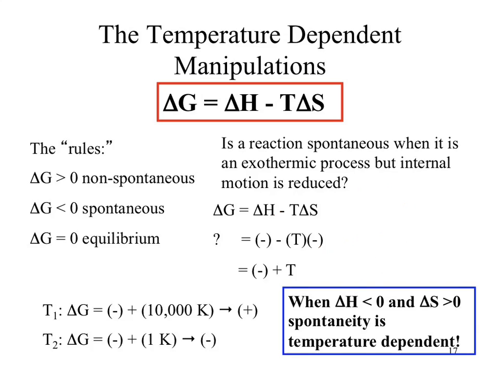Okay. So what we end up discovering is that our reaction can be temperature dependent. It's temperature dependent when our enthalpy is greater than 0, and our entropy, or sorry, our enthalpy is less than 0, and our entropy is greater than 0.